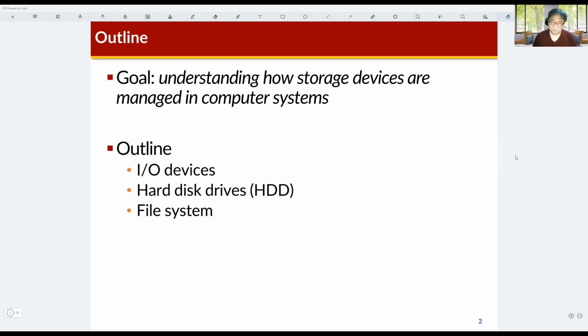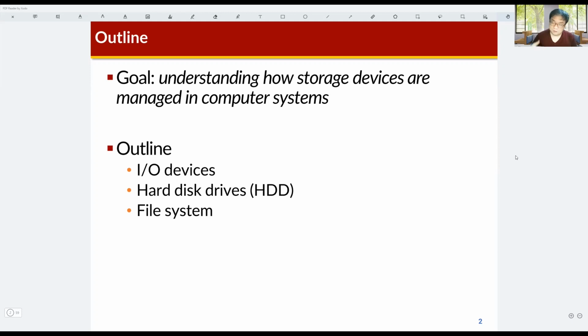Also, the hard disk drive is non-volatile memory. That means that even though the power is turned off in the computer system, the data stored in the hard disk drive is not erased. And that's why we use the hard disk drive as the main storage device in the computer system.